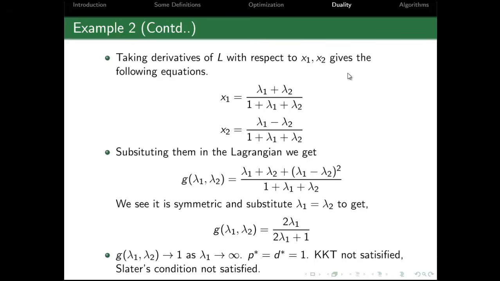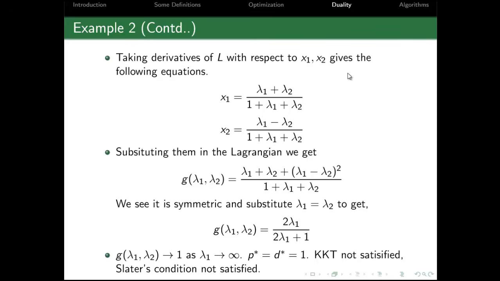Now you can see that this is a concave function which is symmetric in lambda 1 and lambda 2. So we can just substitute lambda 1 equal to lambda 2 equal to lambda and then go ahead. When we do that, we get 2 lambda over (2 lambda plus 1) as the g function. If you see, in the limit lambda tending to infinity, g tends to 1, but otherwise there is no maximum achieved. So under asymptotic conditions, p star equals d star equals 1.